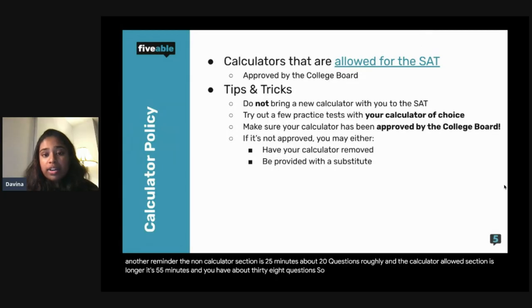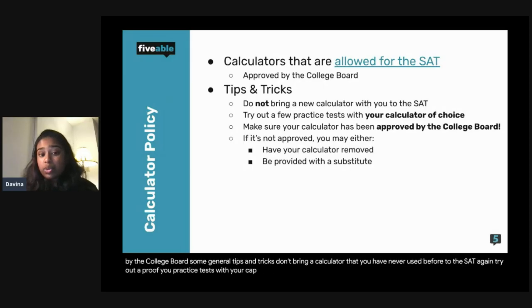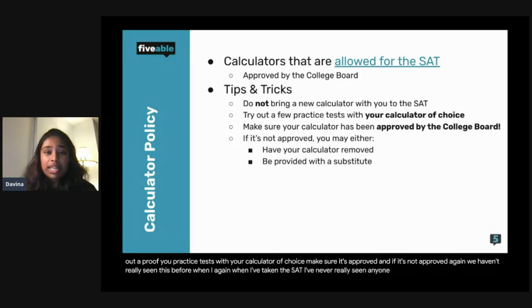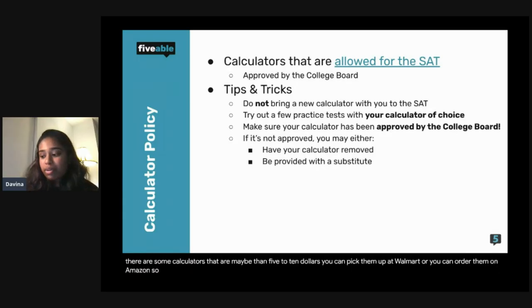Okay, so the calculators that are allowed for the SAT are approved by the College Board. Some general tips and tricks: don't bring a calculator that you have never used before to the SAT. Try out a few practice tests with your calculator of choice. Make sure it's approved, and if it's not approved, again, we haven't really seen this before. When I've taken the SAT, I've never really seen anyone bring in a calculator that isn't approved. There are some calculators that are maybe within $5 to $10. You can pick them up at Walmart, or you can order them off of Amazon, so I'm pretty sure everyone should be set.